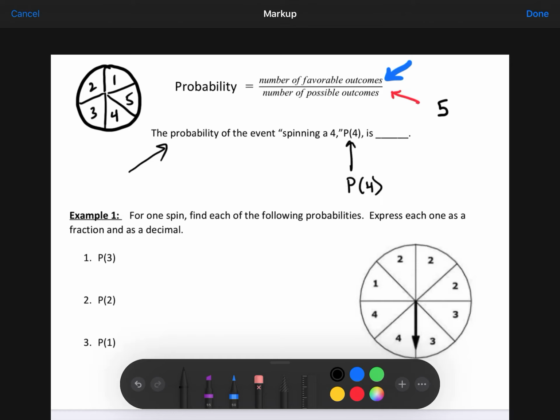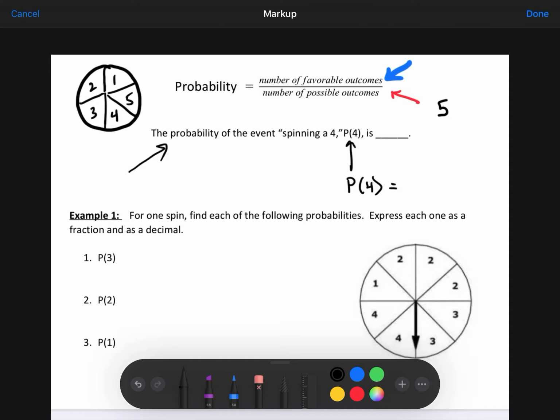P4. Now, you should be jotting down some of these notes here. You don't have to write down every word that's on this page. I'll probably post it, but get it in your brain. Jot down some of these notes that we write. The probability of spinning a 4 looks like this, P parentheses 4.